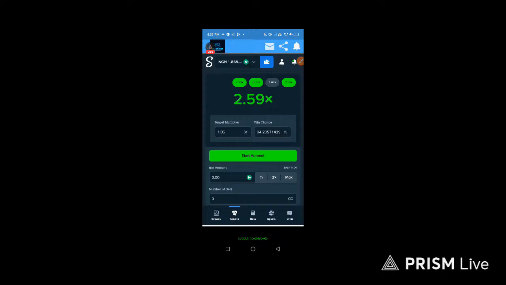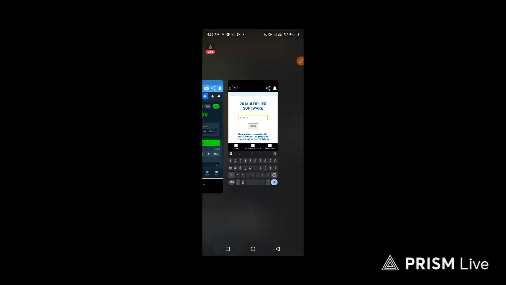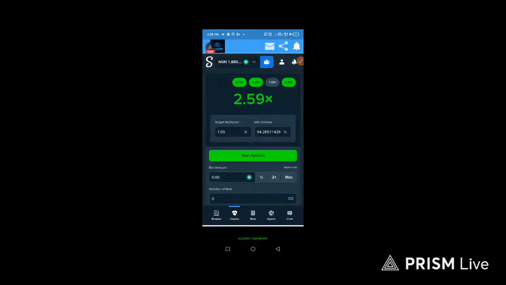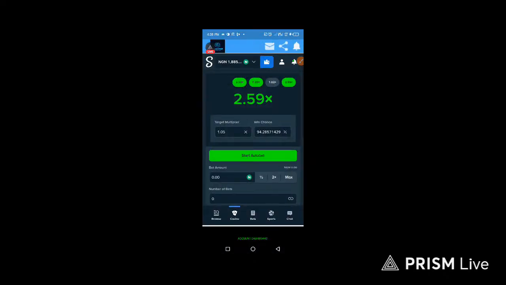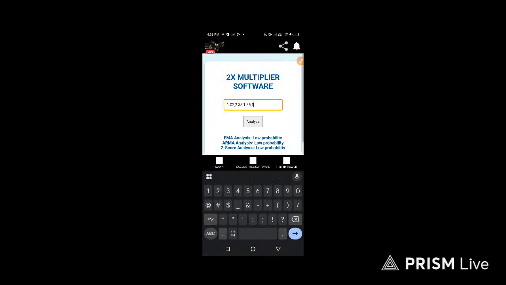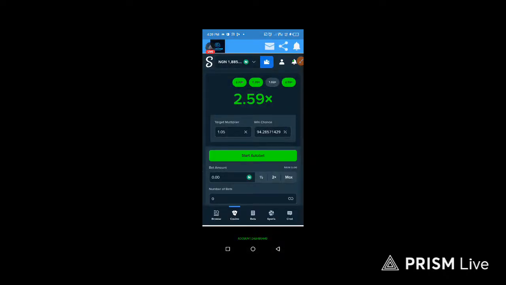1.234. So we have 1.02 to 0.33, 1.35, 1.02 to 0.59. So it says no strong signal, so let's just leave it.